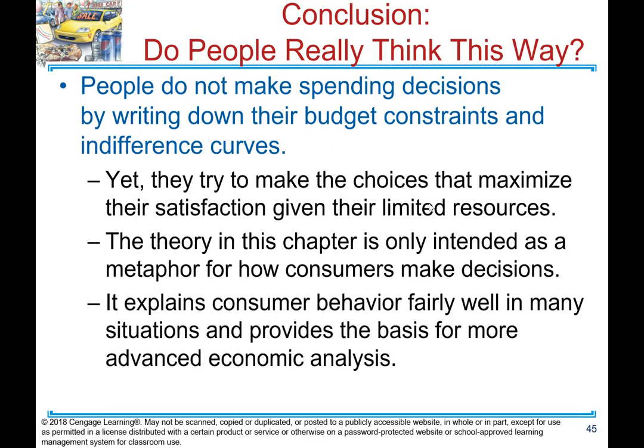Conclusion: do people really think this way? People do not make spending decisions by writing down their budget constraints and indifference curves. Yet they try to make the choices that maximize their satisfaction given their income, their limited resources. The theory in this chapter is only intended as a metaphor for how consumers make decisions. It explains consumer behavior fairly well in many situations and provides the basis for more advanced economic analysis.